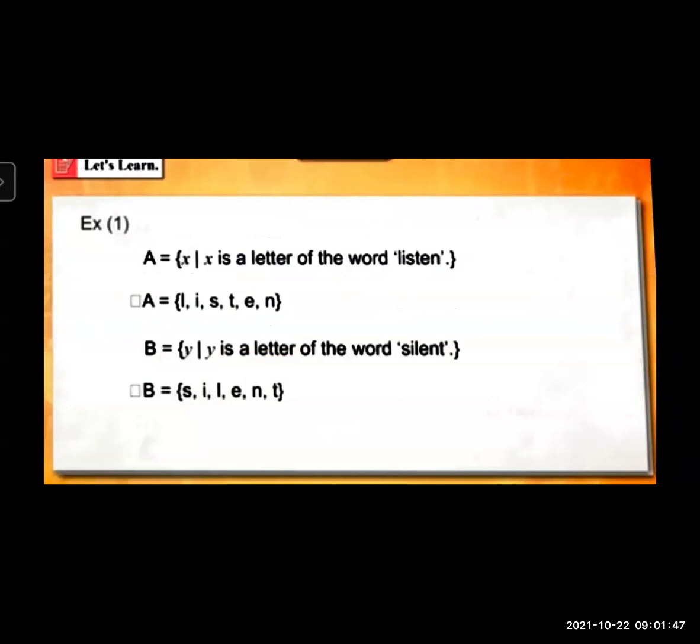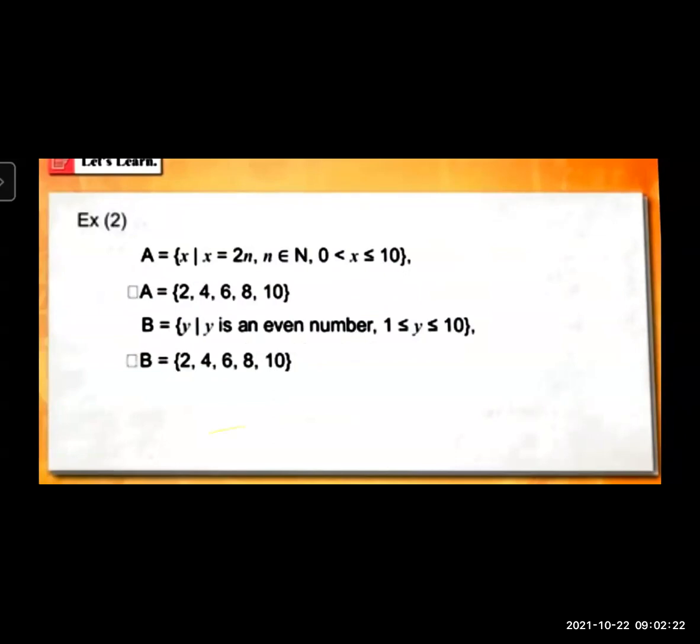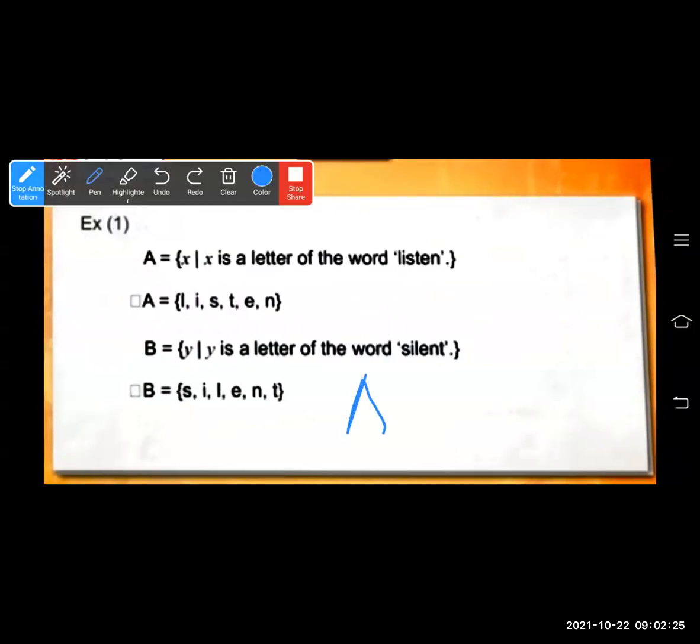Now, the series of questions, example 1. A is equal to the set of all x such that x is a letter of the word LISTEN, L-I-S-T-E-N. This way you have to list out the elements. The set B is the set of all y such that y is a letter of the word SILENT, S-I-L-E-N-T. All the elements of set A and B are present in each other. Though the elements of set A and B are not in the same order, all the elements are identical. Therefore, we can say that set A is equal to set B. You have to write like this: set A is equal to set B. This way you write A equals B itself.